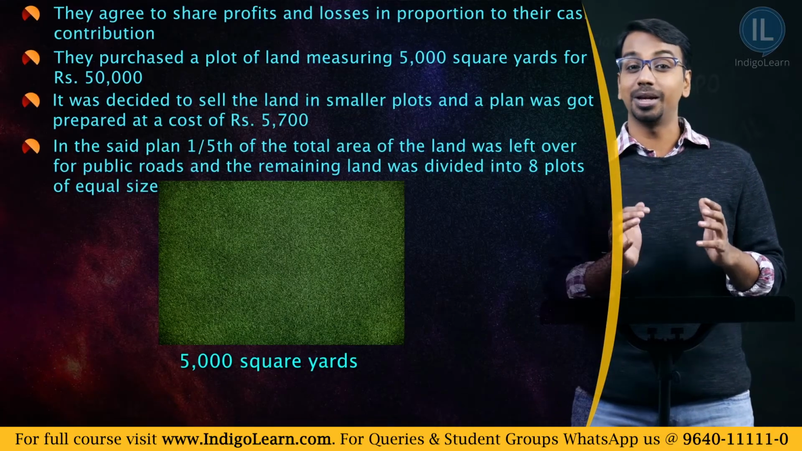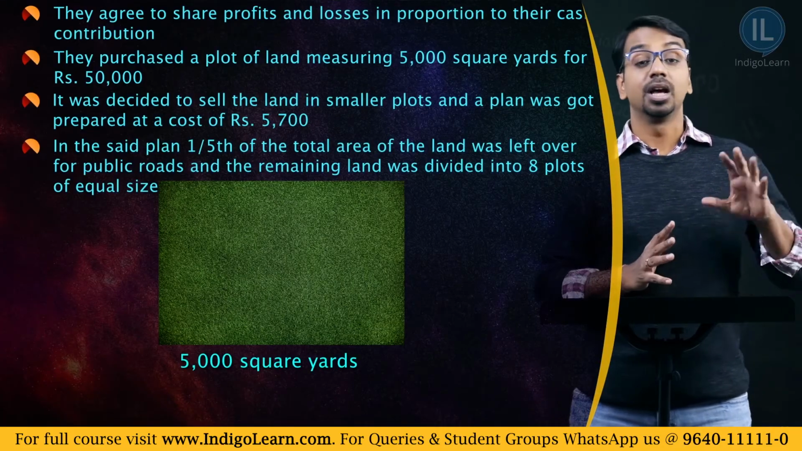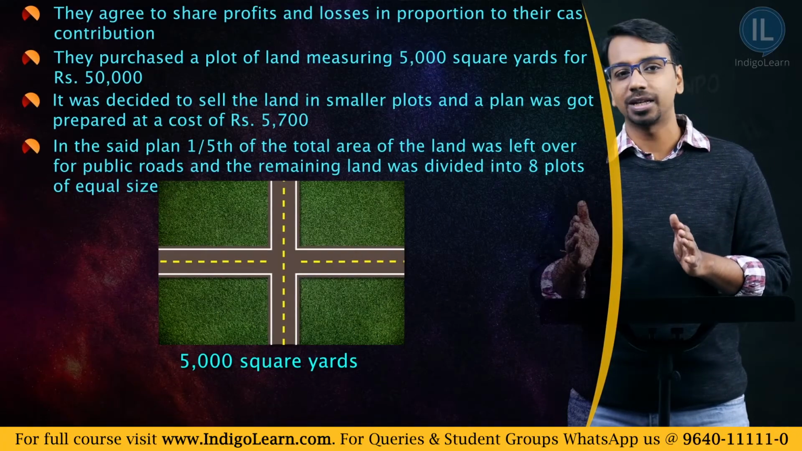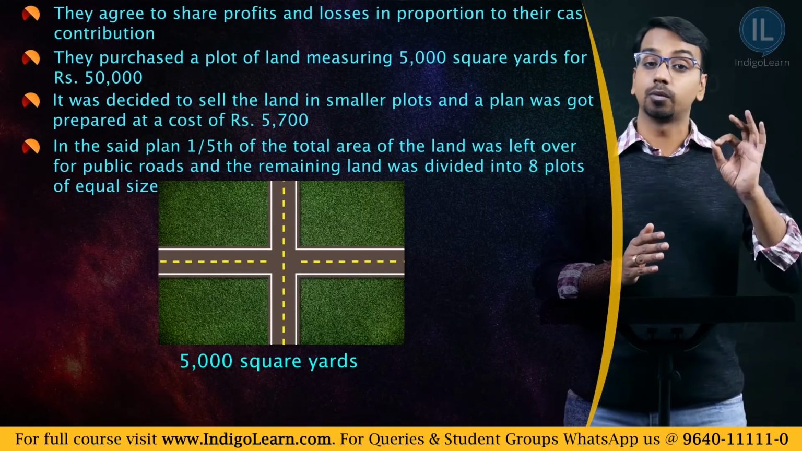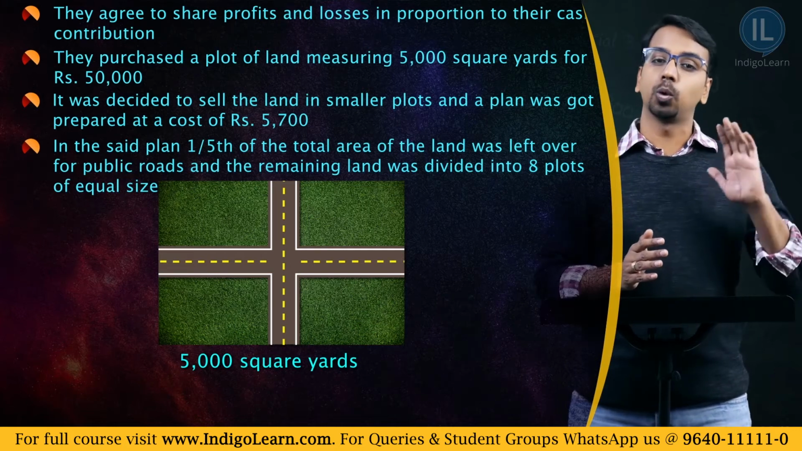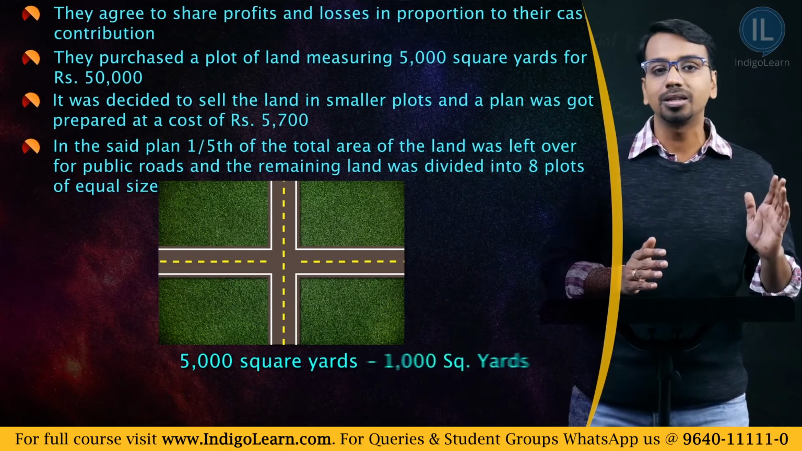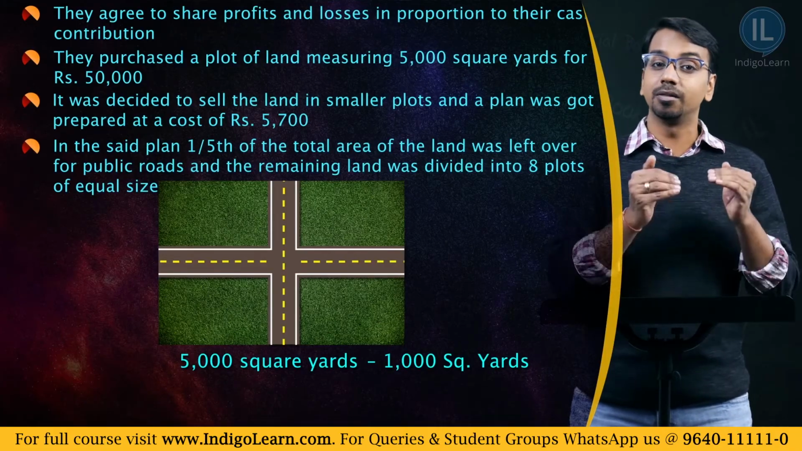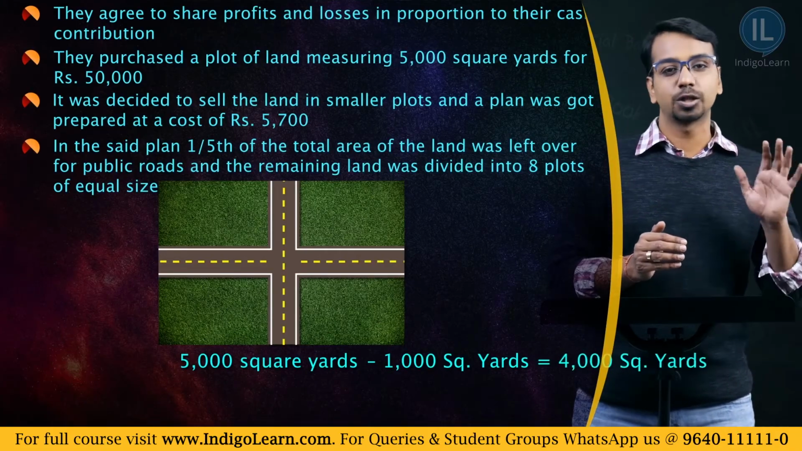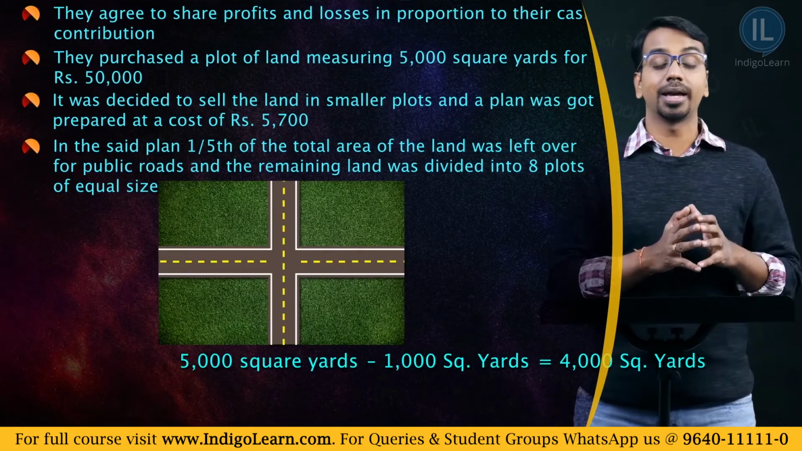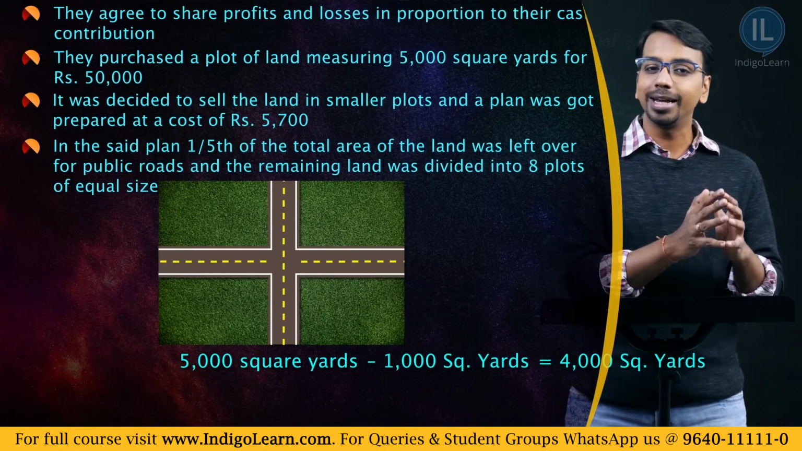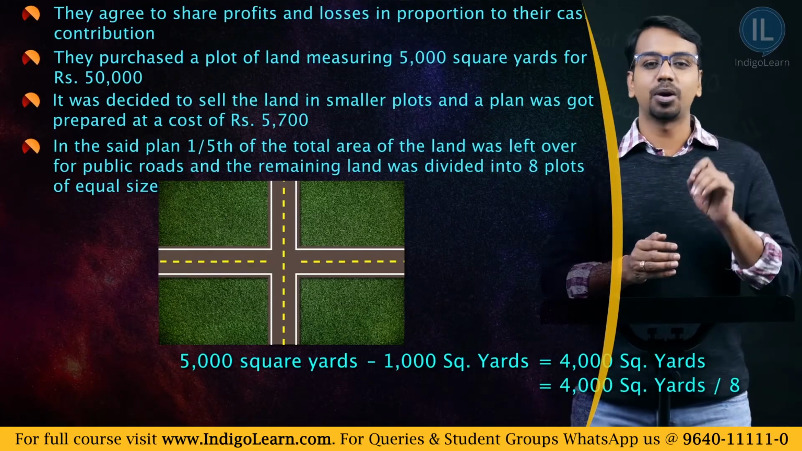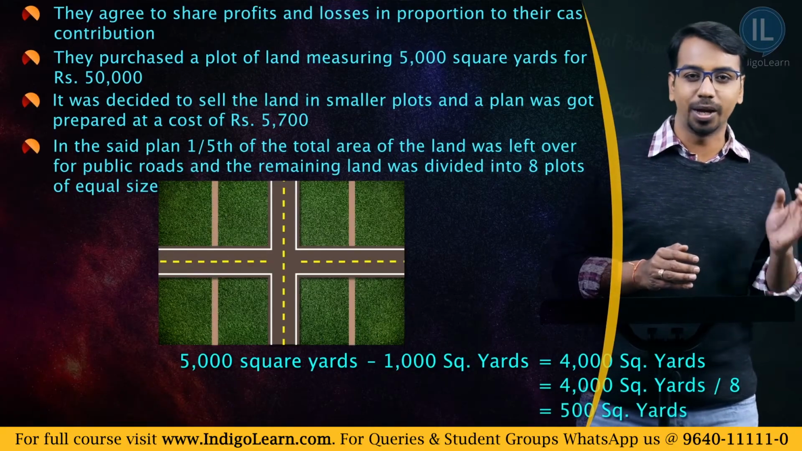Now this question has some interesting other information as well. 5,000 square yards were purchased, 1/5 was left aside, means out of 5,000, 1/5, that is 5,000 into 1 divided by 5, which is 1,000, this was left for public roads. How much is left with the joint venture? 4,000 square yards. Now this 4,000 square yards were divided into 8 plots of equal size. So 4,000 divided by 8, each plot size is 500 square yards.